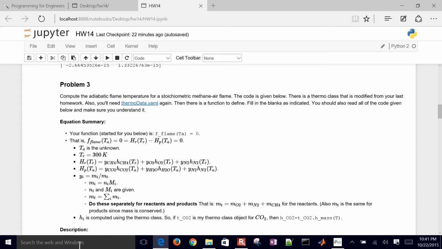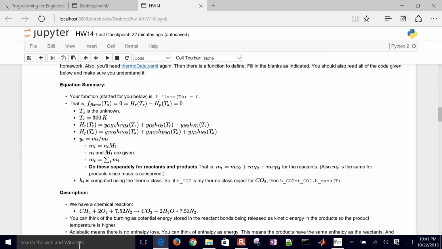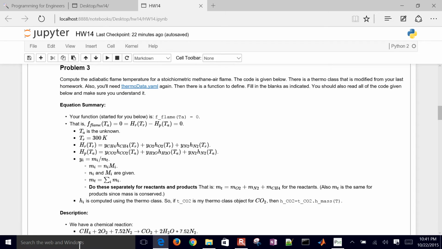Okay, so we just have to fill in the blanks. Let's skip back up. The function is a function of the flame temperature, and the temperature here is TA. We want that to equal 0. That is, we want the difference between the enthalpy of our reactants and the enthalpy of our products to be 0. So TA is unknown. That's what we're going to be solving for, and the reactant temperature is 300 Kelvin. And we have this function here. The enthalpy of the reactants is the mole fractions times the enthalpies at the reactant temperature. We can just compute that because we already know the mole fractions and the reactant temperature. But we're going to try to solve for the adiabatic flame temperature, the TA value.